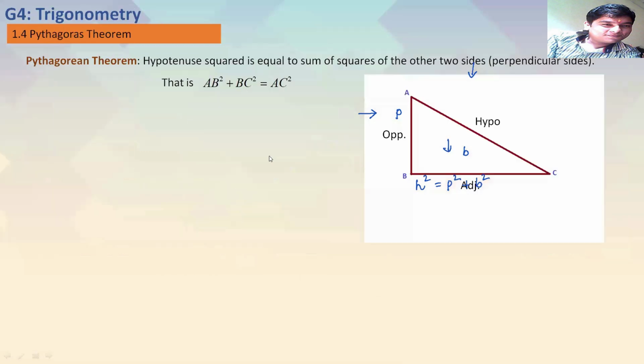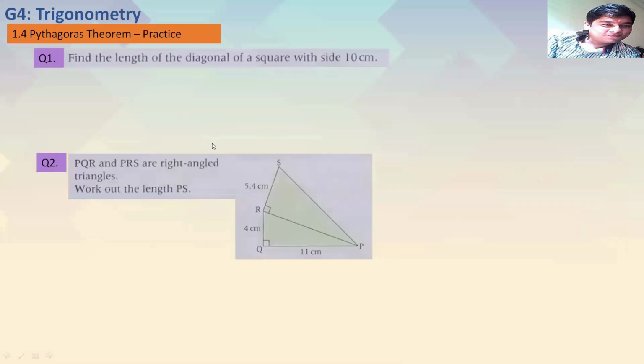Just a second. Let's apply this Pythagorean theorem to a couple of questions. Shall we do a couple of questions, Christian? What do you say? Okay. All right. You help me, okay? Your help is a must in solving these questions. Read the first one. Find the length of the diagonal of a square with a side of 10 centimeters.